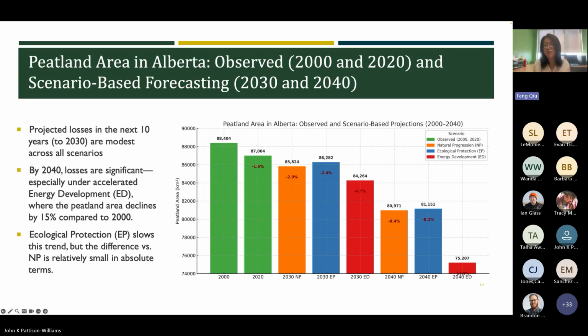So these are relatively modest, but if we check the longer term, 20 years, the loss becomes more significant. Reflecting the business as usual, we will lose 8.4% compared to the 2000 level, or 6 point something compared to the 2020 current most recent state. And for the economic development scenario, it's very dramatic. As you can see, it shrinks a lot, I think 15% compared to the 2000 level, the total loss of peatland, due to accelerated energy development causing direct and indirect losses. So these are the general numbers we can see from here.